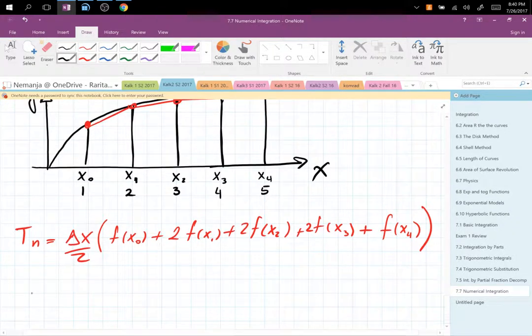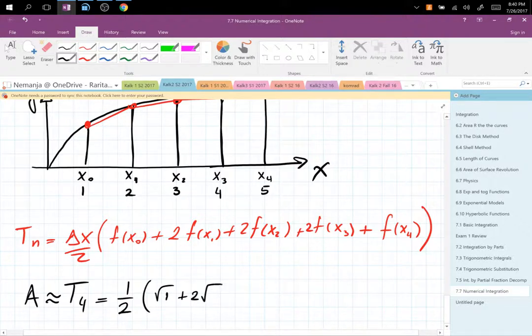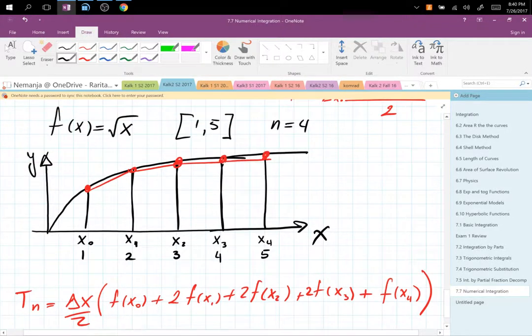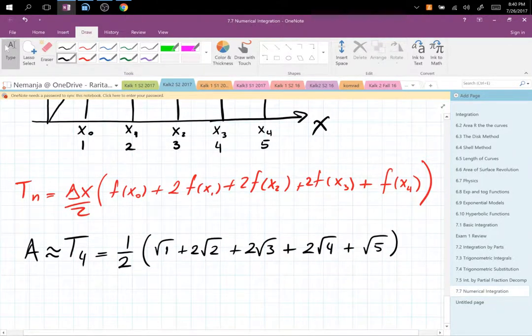So let's approximate our area using trapezoid with 4 rectangles. Delta x is still 1, so we have 1/2. And then I have square root of 1 plus 2 square root of 2 plus 2 square root of 3 plus 2 square root of 4 plus single square root of 5. And all we need is to calculate this. And we'll have, I guess, Maha, our secretary here, or the sponsor for exact answers. How about that? Is that a better title?